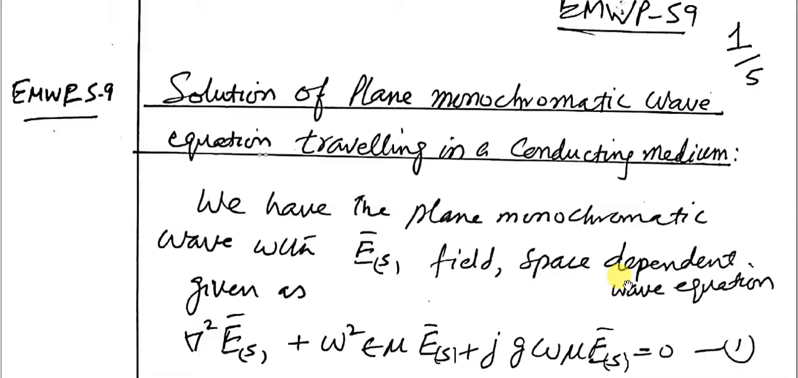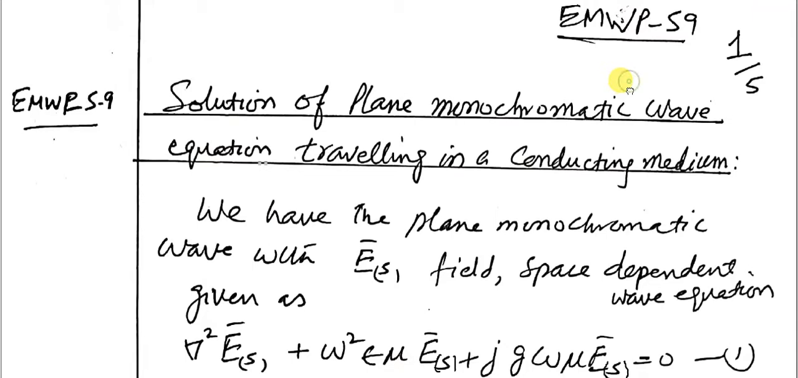Dear students, today's topic is EMWP-S9, that is electromagnetic wave propagation, section 9. The topic title is solution of plane monochromatic wave equation traveling in a conducting medium. Last time, in section 8, we did the traveling of EM wave, or electromagnetic wave, in a non-conducting medium.